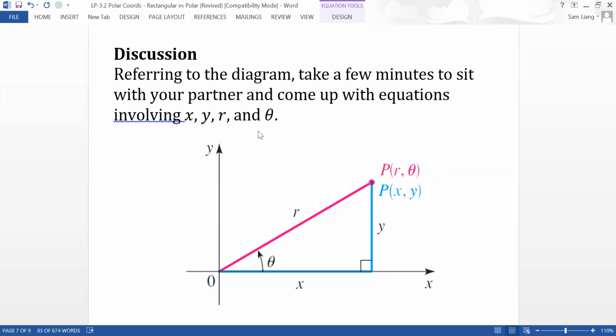And then one last formula involving sine theta. What would that be?